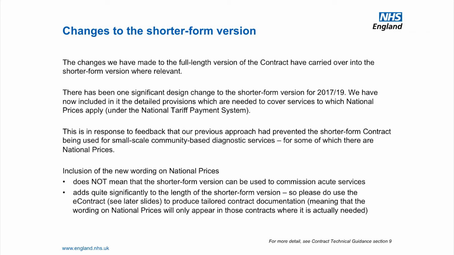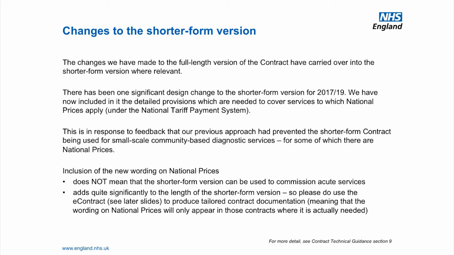We've included the detailed provisions that relate to payment for services where there's a national price under the national tariff payment system. Now that's adding back quite a bit of text, and the reason we've done that is to respond to feedback we'd had which said we were artificially narrowing the situations in which the shorter form contract could be used. So particularly, we were preventing it from being used where there were maybe relatively small contracts for community-based diagnostic services in place, where there is a national price quite often under the tariff, and we were saying, no, you can't use the shorter form contract for that because we haven't set it up to include the provisions about national prices. So that's the thing we've changed for 2017 to 19 in the shorter form version.